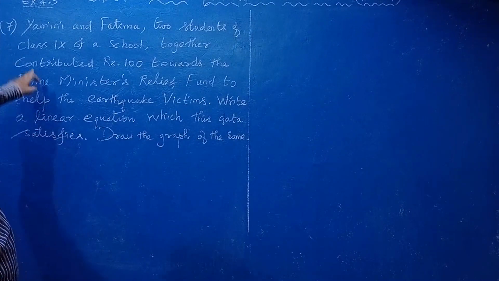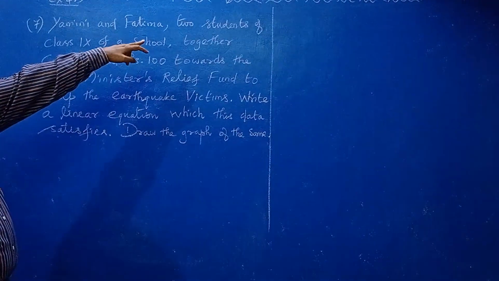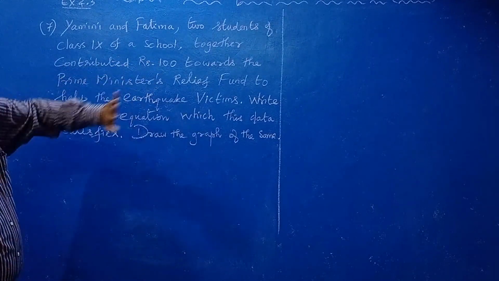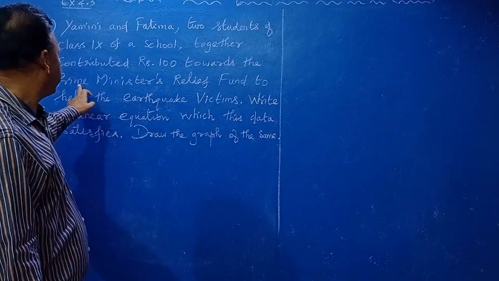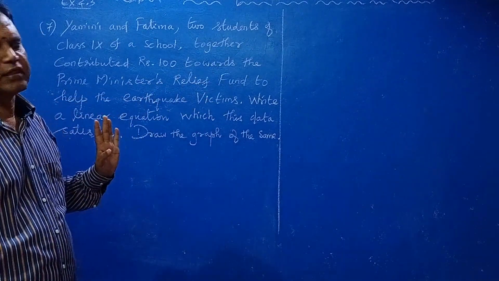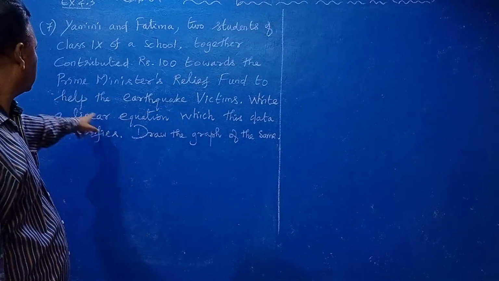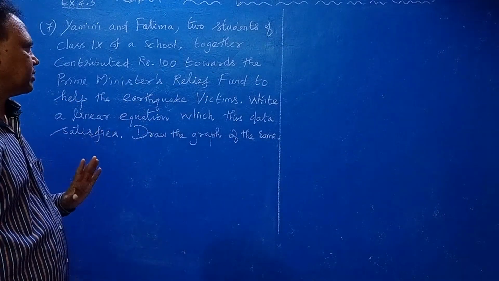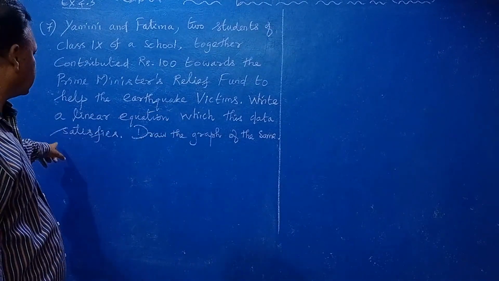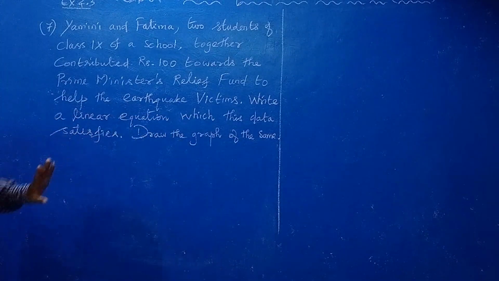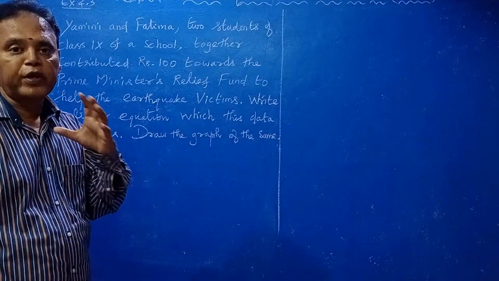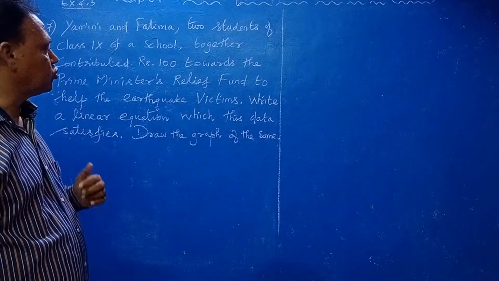Okay. You see this problem. Yamini and Fatima, 2 students of class 9 of a school, together contributed rupees 100 towards the Prime Minister Relief Fund, to help the earthquake victims. You know very well what is Prime Minister Relief Fund. Write a linear equation which this data satisfies. Then draw the graph of the same. First, you have to frame the linear equation in 2 variables.